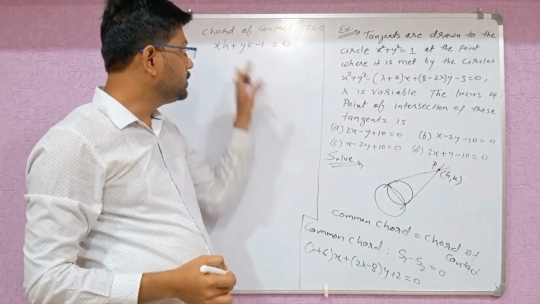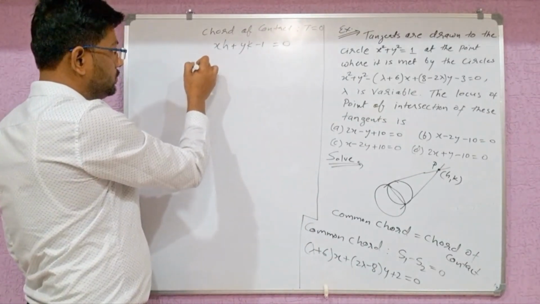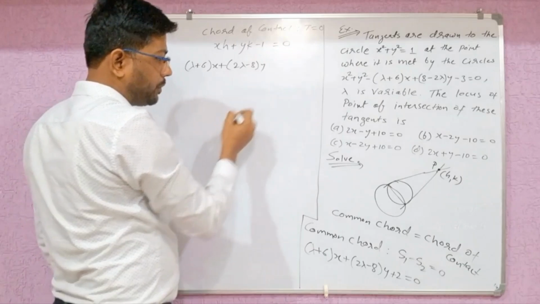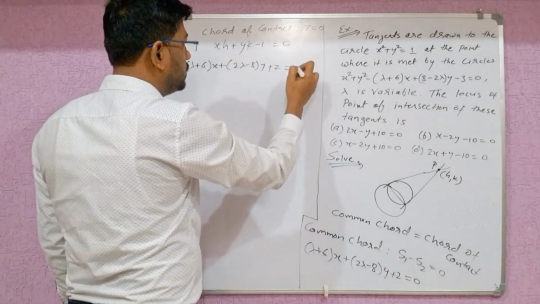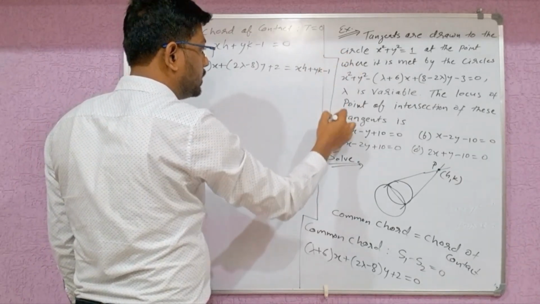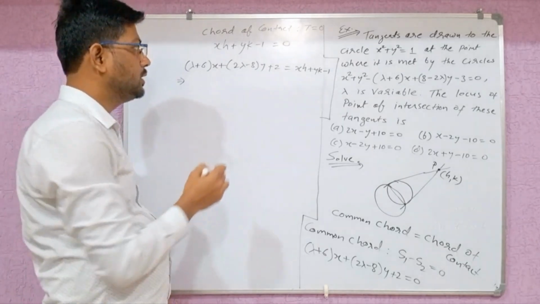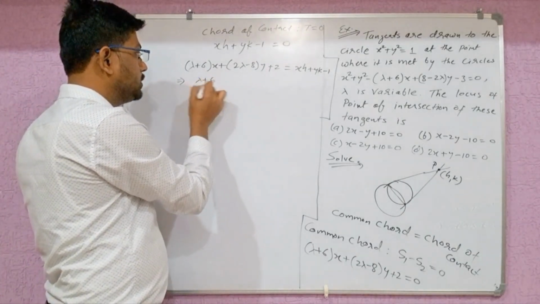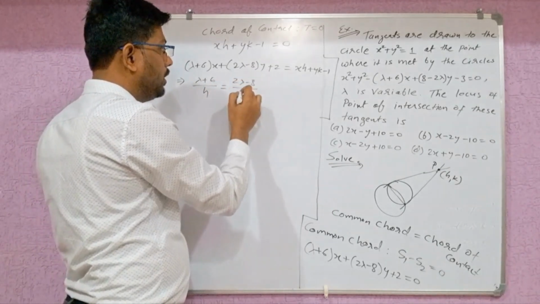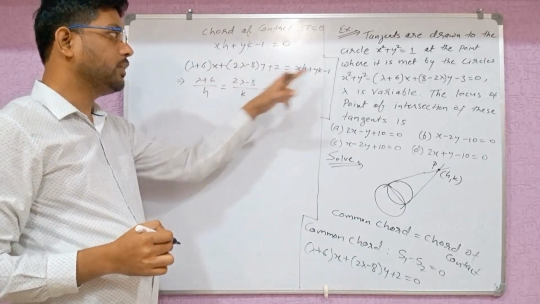Now this and this will be equal, because the common chord is equal to the chord of contact here. So I equate lambda plus 6 x plus 2 lambda minus 8 y plus 2 with xh plus yk minus 1. Now on the left hand side and right hand side I can compare the coefficients. So lambda plus 6 by h is equal to 2 lambda minus 8 by k is equal to 2 by minus 1. I have compared the coefficients of x, y and the constant term.